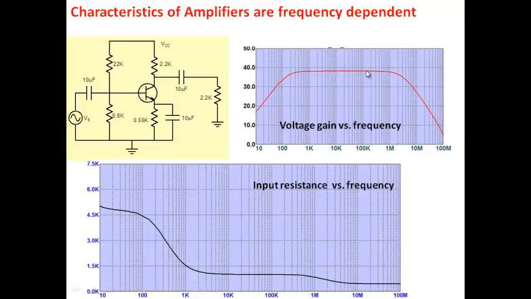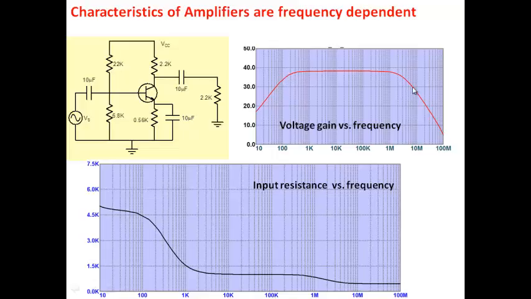Obviously, it's of interest to know the extent of this particular region, why the gain falls here, and we would like to calculate the 3 dB frequency. If we plot gain in dB, and let's say the gain is 40 dB, we would like to find out where the gain goes to 37 dB. That marks the edge beyond which the characteristics become frequency dependent.